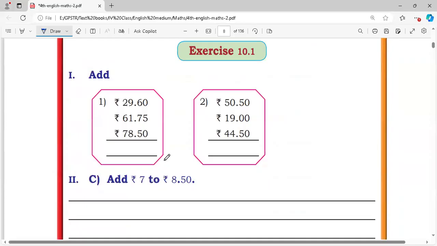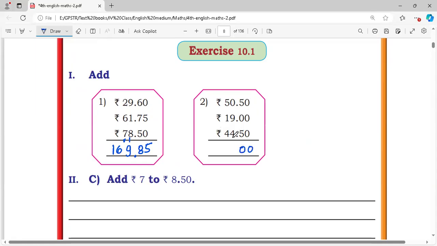Exercise 10.1. First one, add. 0 plus 5 becomes 5. 6 plus 7, 13. 13 plus 5, 18. 8, carry 1. 9 plus 1, 10. 10 plus 8, 18. 18 plus 1, 19. 9, carry 1. 2 plus 8, 2 plus 6, 8. 8 plus 7, 15. 15 plus 1, 16. 169 rupees 85 paise.